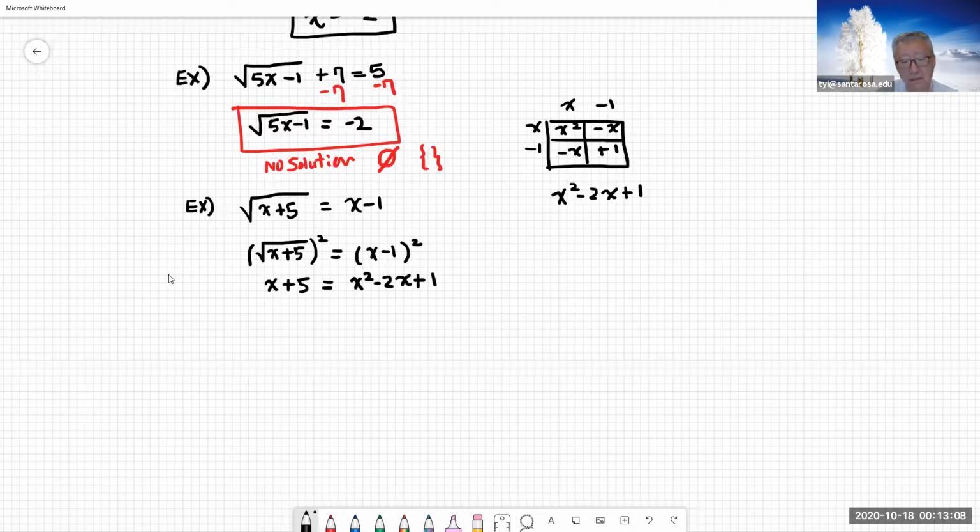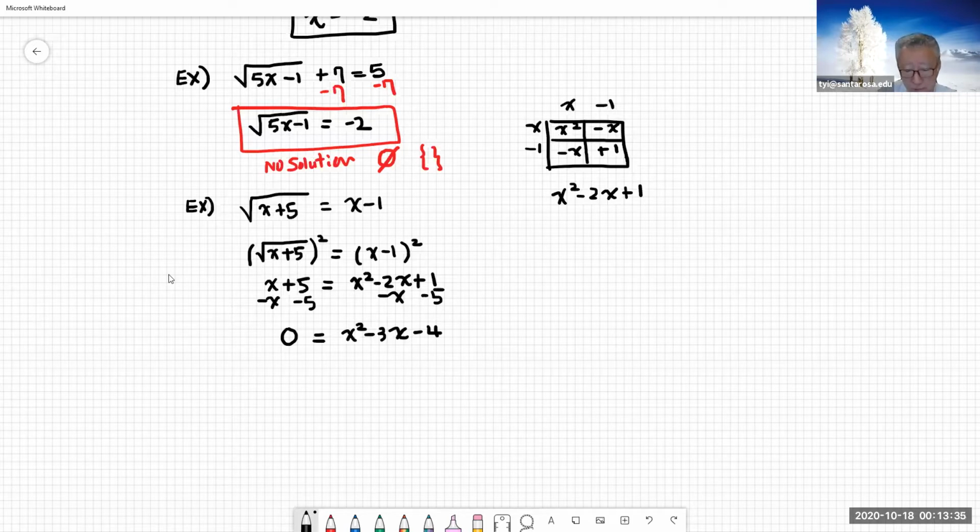Now, since we have a quadratic equation, everything has to come over to one side and the other side has to be equal to 0. So we're going to subtract x here and subtract 5 here. We do the same thing on the other side. So you got 0 equals x squared minus 3x minus 4.